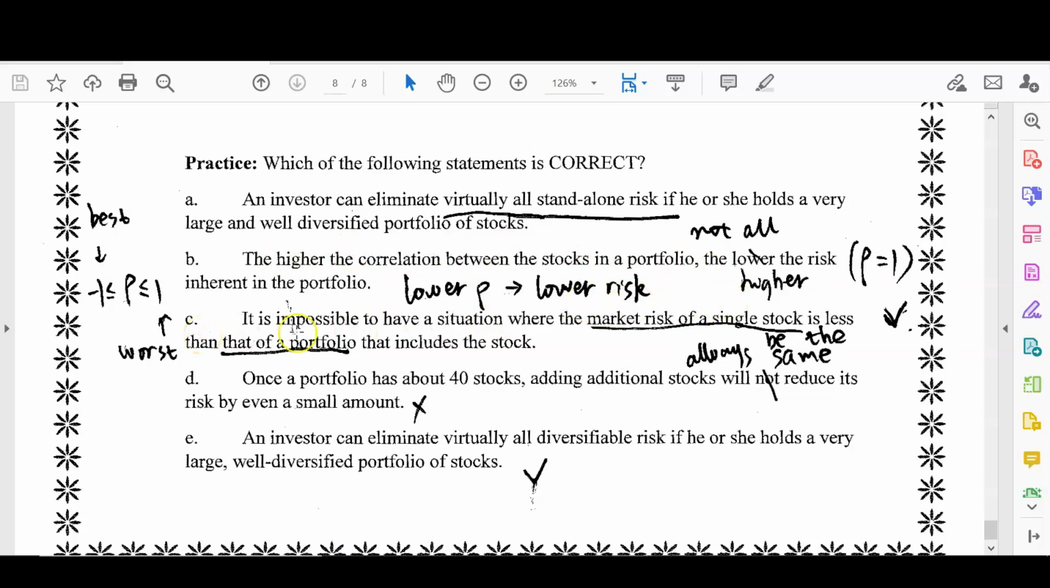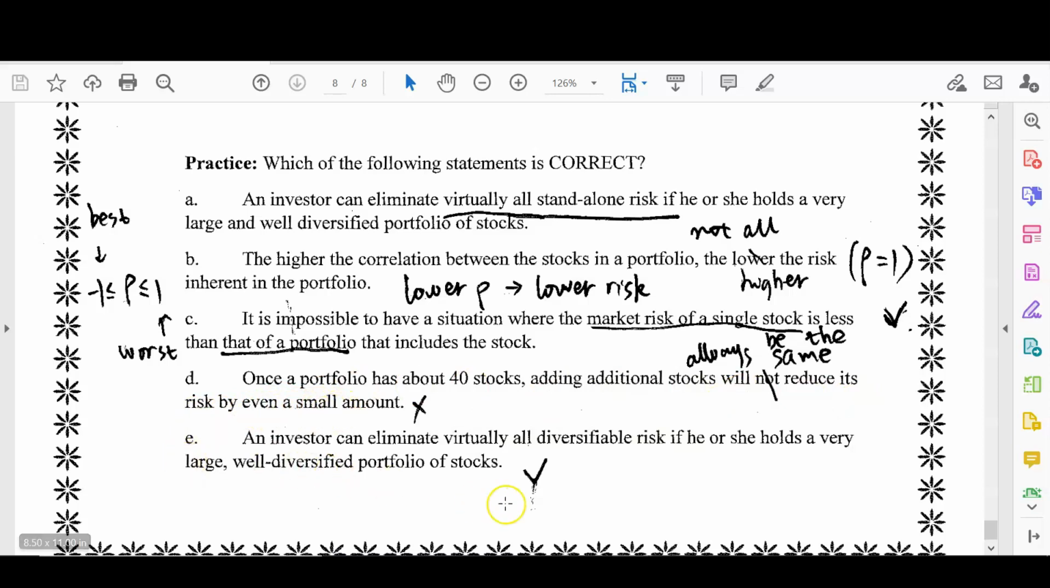Option C, it's impossible to have a situation where the market risk of a single stock is less than that of a portfolio that includes the stock. It's not correct. Okay, market risk of any stock or any portfolio should be the same. It's just about 20%. Option D, once the portfolio has about 40 stocks, adding additional stocks will not reduce its risk by even a small amount. It's not correct. Adding additional stocks will still reduce its risk by just a small amount.